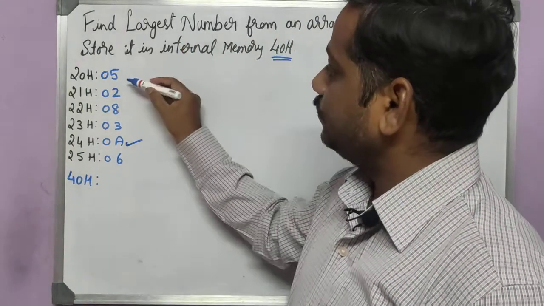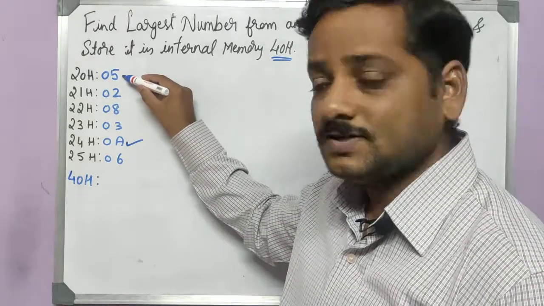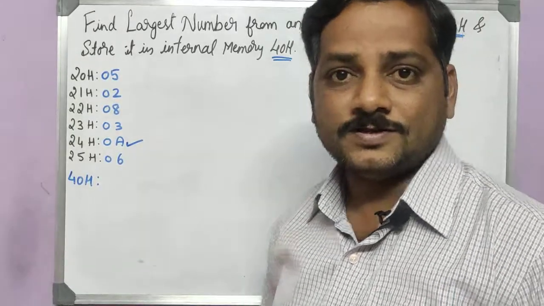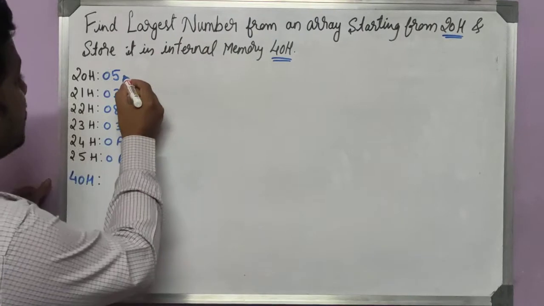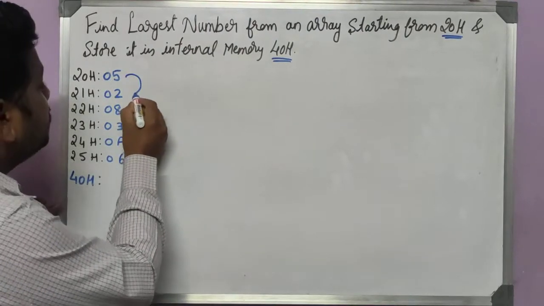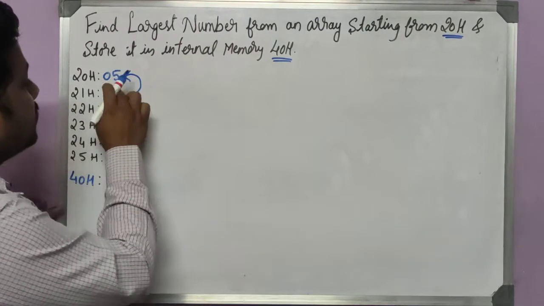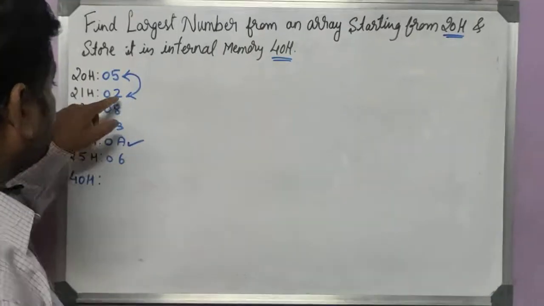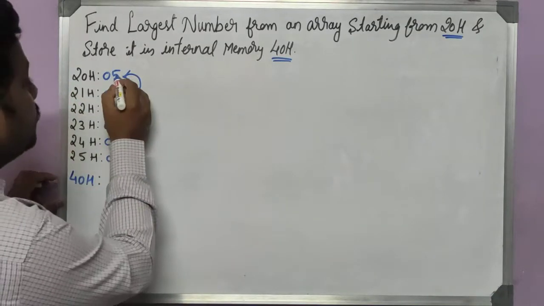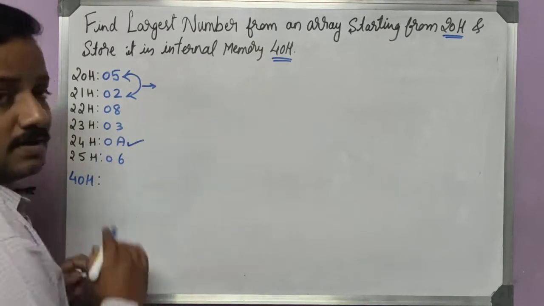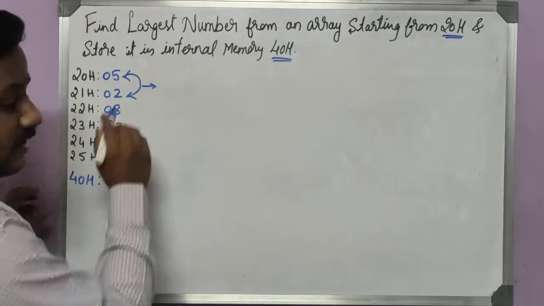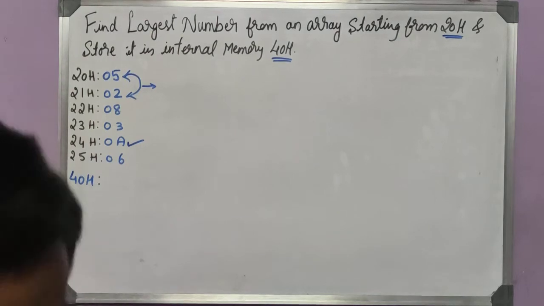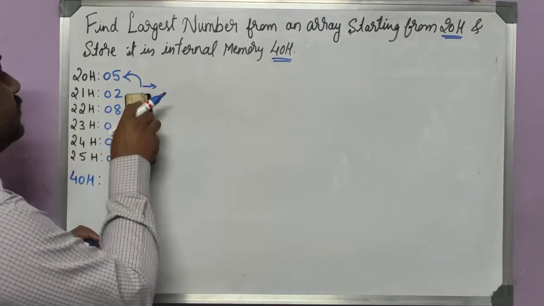Generally what we do, we compare the first number with the second number. So here this number has to be compared with the second number. Among these two, definitely 5 is the largest number, so we forget about 2. We just need to hold this 5 as the largest number. Among these two, 2 is smallest, so we will leave this.